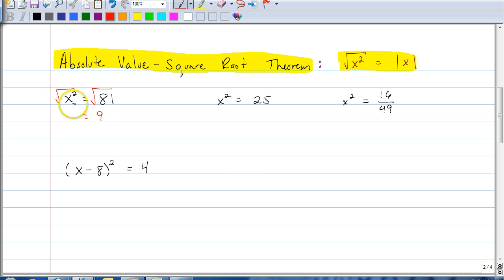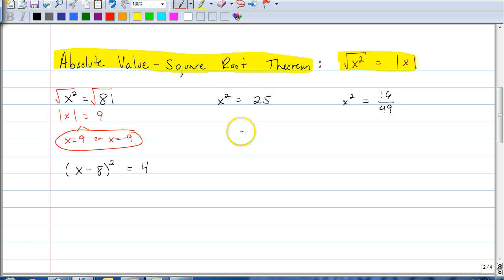The square root and the square, yes, they do undo each other, but the absolute value square root theorem tells you they undo each other, but you're left with the absolute value of x. So now, just like we set up above, there's two possible answers here. You could get x equals 9 or x equals negative 9 as your answer.